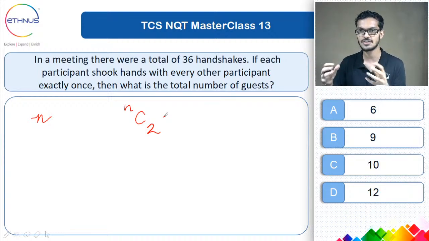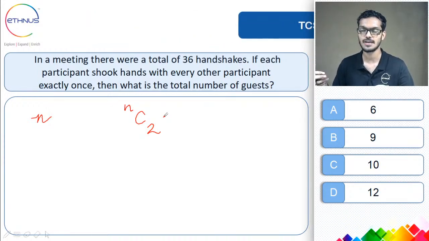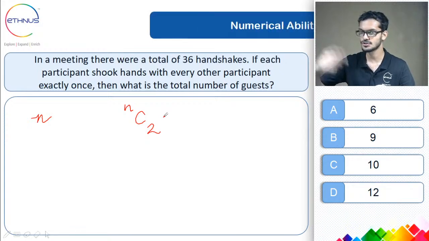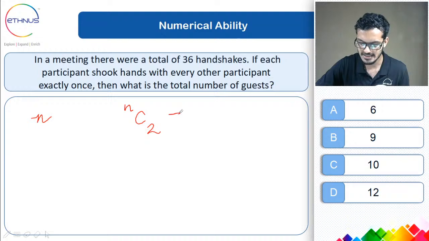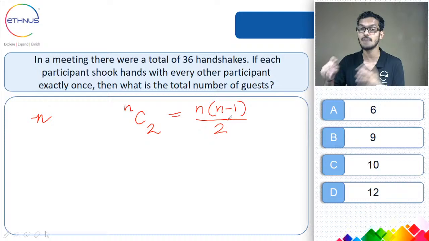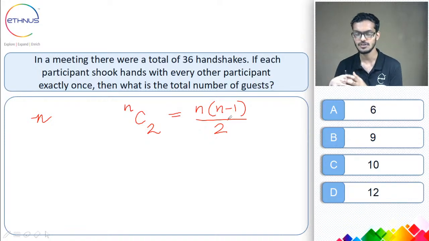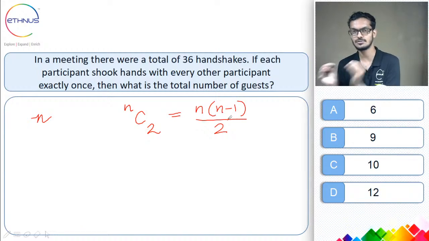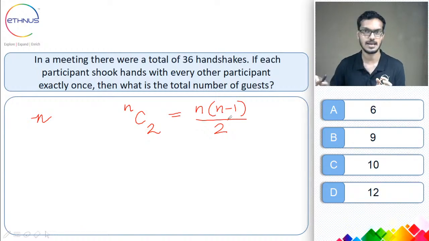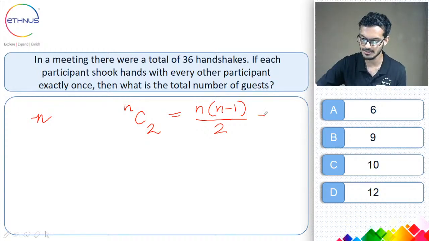So the total number of handshakes depends on the number of people. If n is 2, the number of handshakes will be different. If n is 3, the handshakes will be different. nC2 is what we need to solve. If you expand nC2 in short form, you can write it as n into n minus 1 divided by 2. Or you can use the formula n factorial divided by n minus r factorial into r factorial, or just use this derivation, n into n minus 1 divided by 2. So this will be the total number of handshakes.